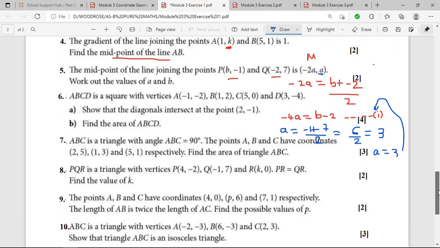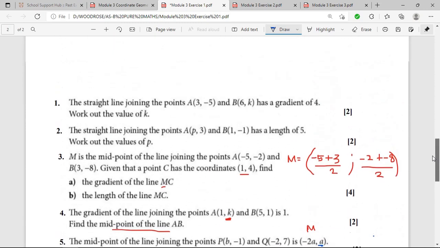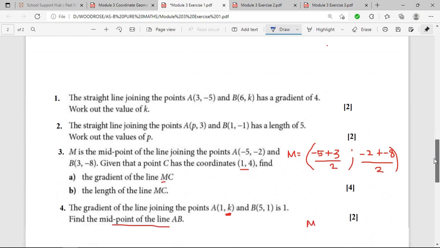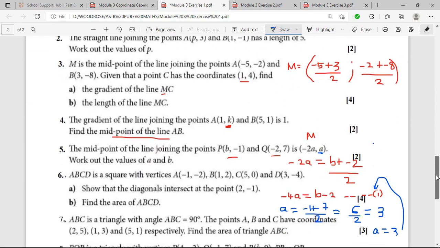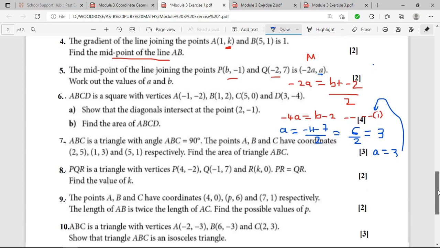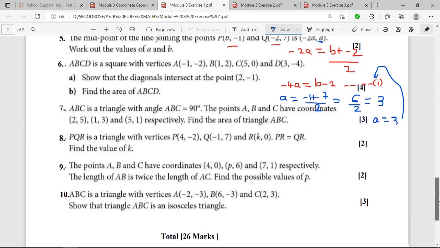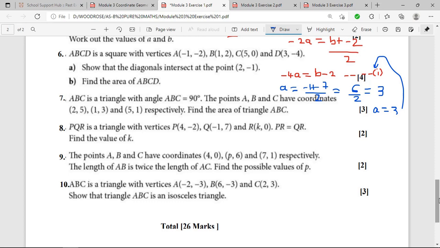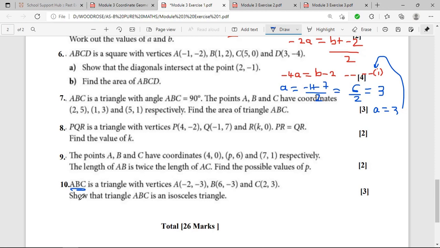So what I've done here, I have explained number 1 to 5. I want you to do number 6 to number 10 on your own. Please try by all means to relate what we did last week. Like on number 10, they are saying the triangle ABC is a triangle with these vertices. Show that the triangle ABC is an isosceles. You know what is an isosceles triangle?